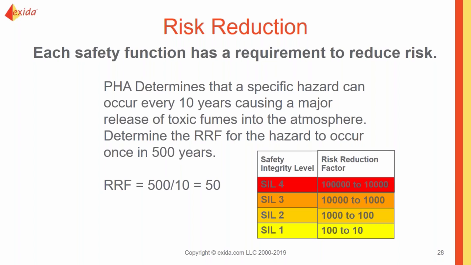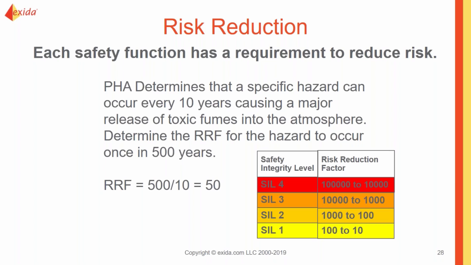So let's say we have a PHA, and that you did the PHA and we found out that there's some kind of hazard in your company that could occur once every 10 years. And if that happened, this major release of toxic fumes happens and spews into the atmosphere. Well, as you can imagine, that's not necessarily something that the people that own your company want happening every 10 years. That's going to be deemed unacceptable. The owner, the CEO, your board determined what was acceptable is that hazard to occur once in every 500 years.